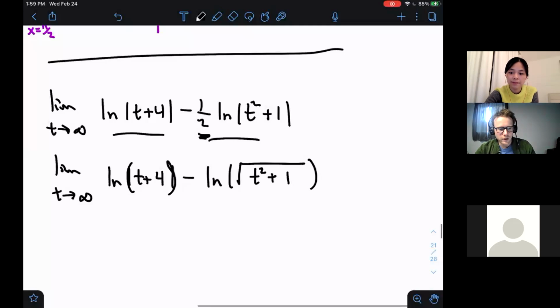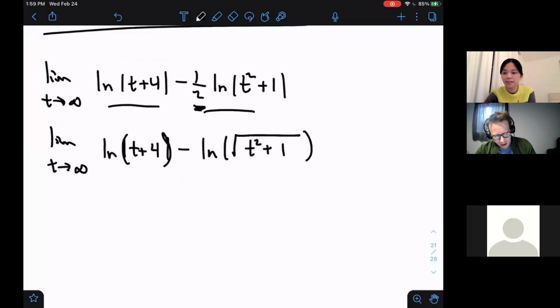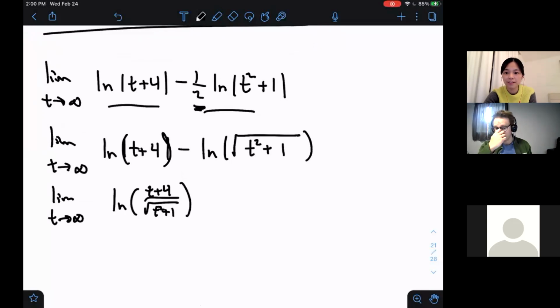Now that I've used the power rule here, I've gotten rid of that 1/2, and my original idea of using the quotient rule will work out for us. So this would be t plus 4 divided by the square root of t squared plus 1. Again, everything's nice and positive here. Okay, we kind of have a fraction. The problem is that it's trapped inside of a natural log.